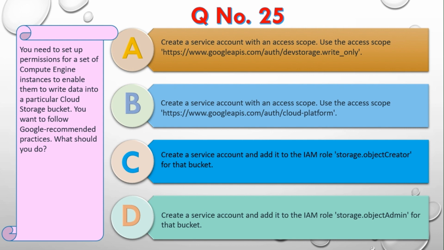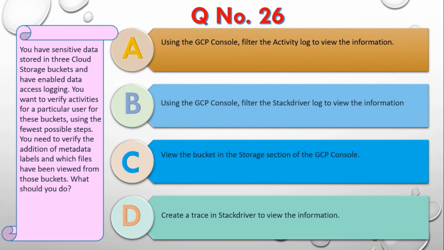Option B, create a service account with an access scope. Use access scope cloud-platform. Option C, create a service account and add it to the IAM role storage.objectCreator for that bucket. Option D, create a service account and add it to the IAM role storage.objectAdmin for that bucket. Option C is the correct one.